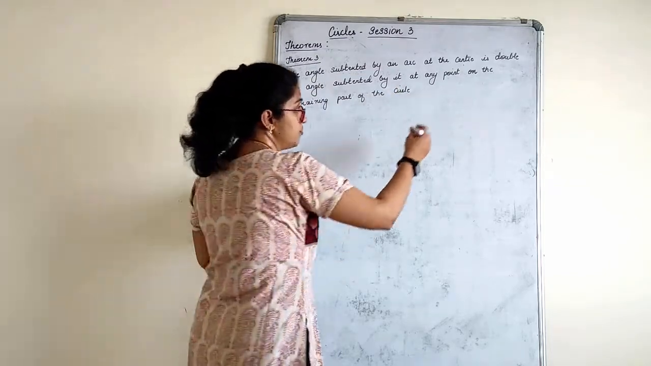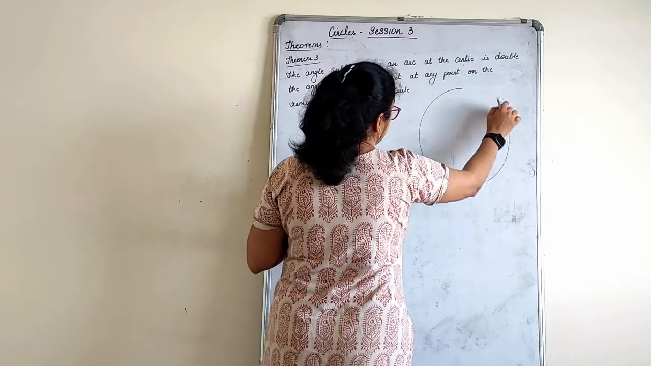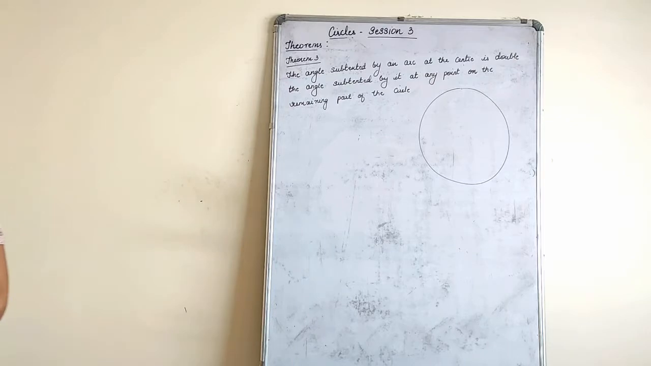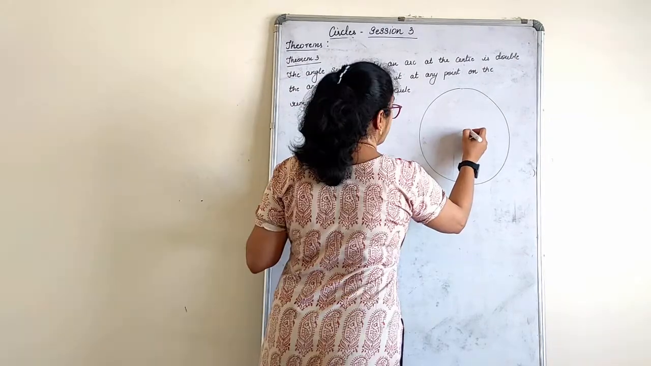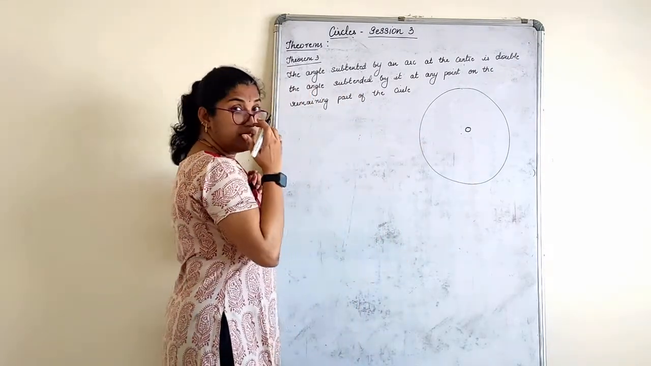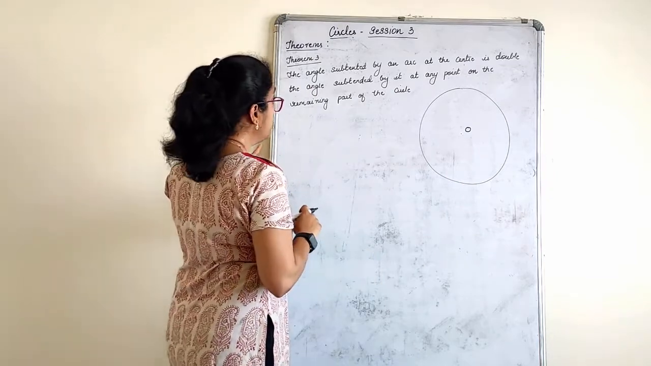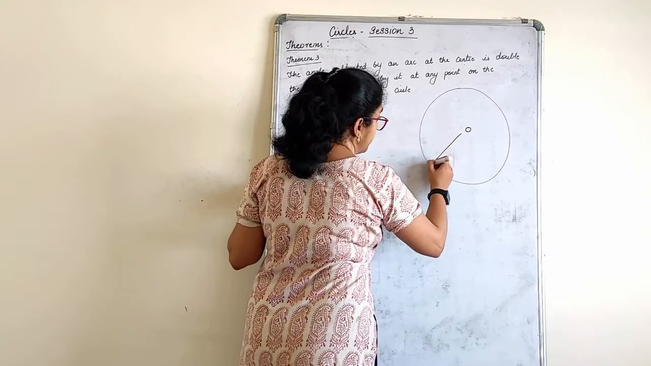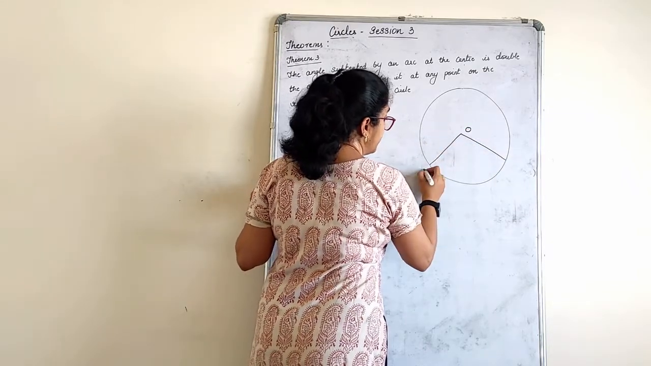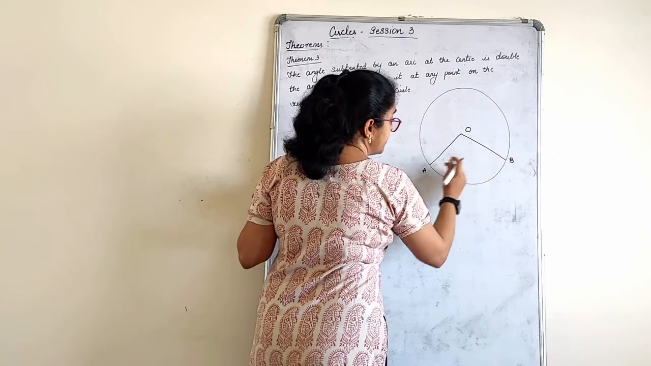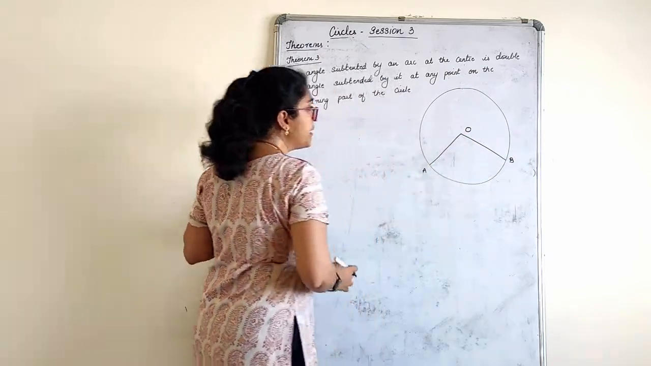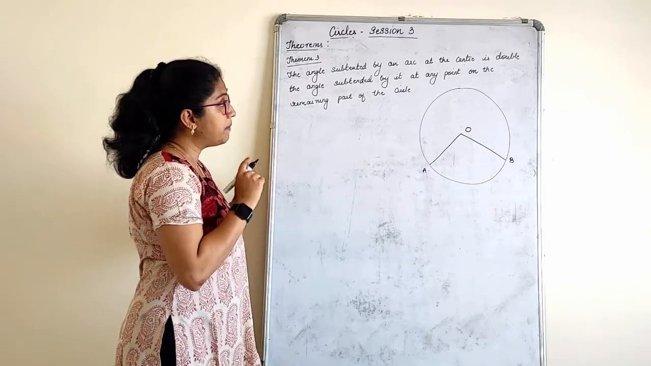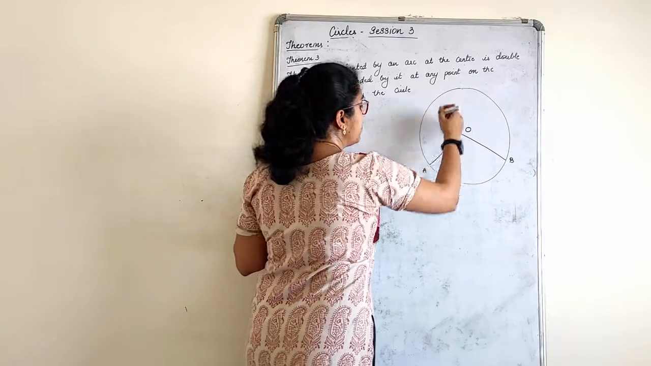Okay, so as usual we can say that O is the center of circle. The angle subtended by an arc at the center. So if I consider this, AB is an arc and AOB is an angle subtended by the arc at the center, is double the angle subtended by it at any point on the remaining part of the circle.